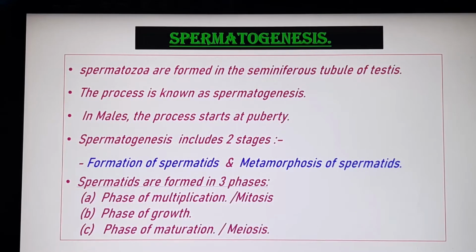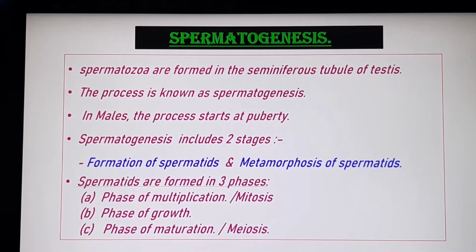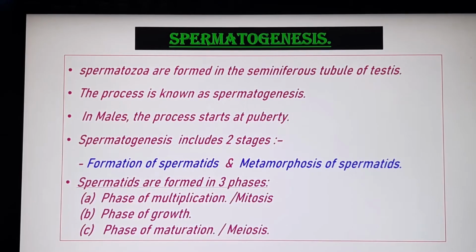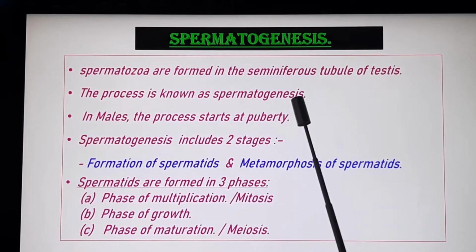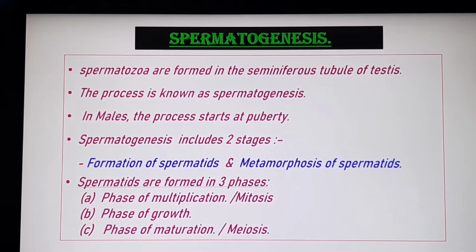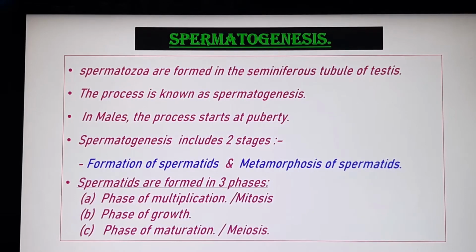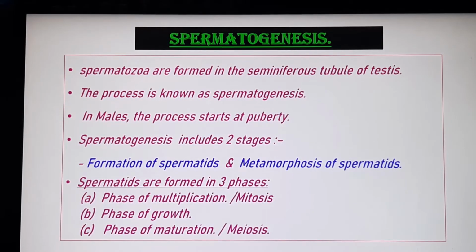Now let's see in a little more detail about spermatogenesis. Spermatozoa are formed in the seminiferous tubule of the testis, and the process of formation of spermatozoa is known as spermatogenesis. In males, this process starts at puberty.